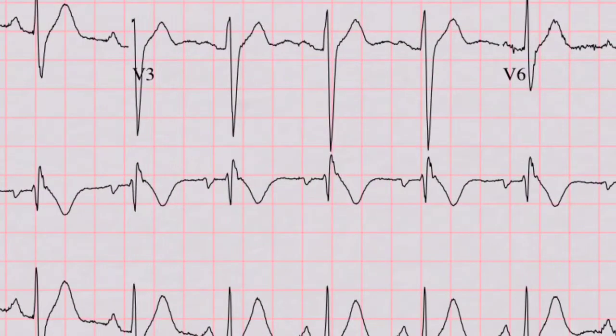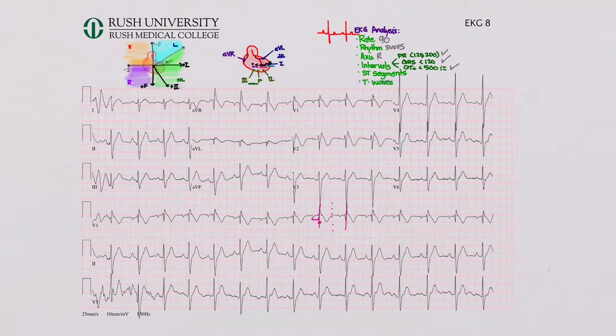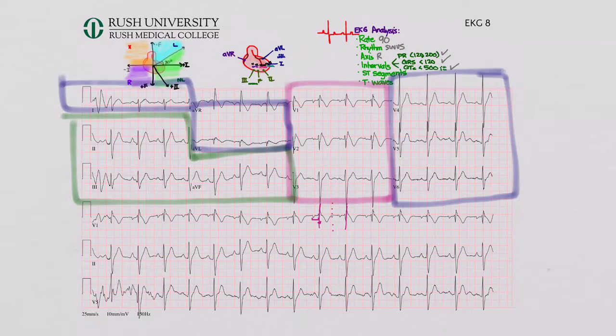Okay, so now let's do our intervals. So here we got our PR, and that looks like it's less than 200, so that's okay. Our QRS looks like it's less than 300, so that's okay. And then our QTc is also okay. So we have good intervals. Next, let's look at our ST segments and our T waves. All right, so let's go through them again in order.